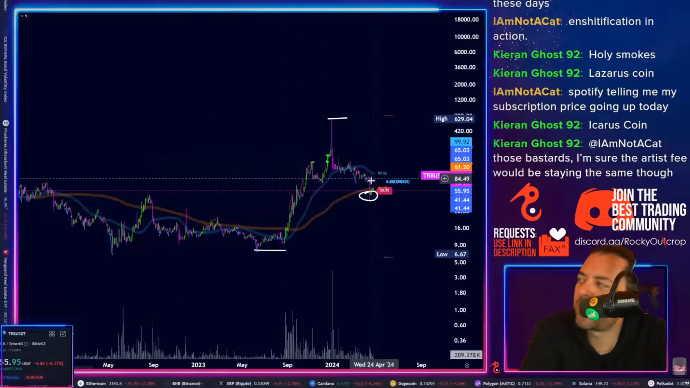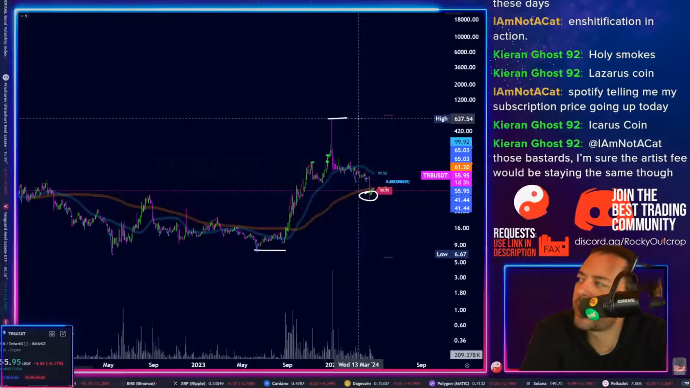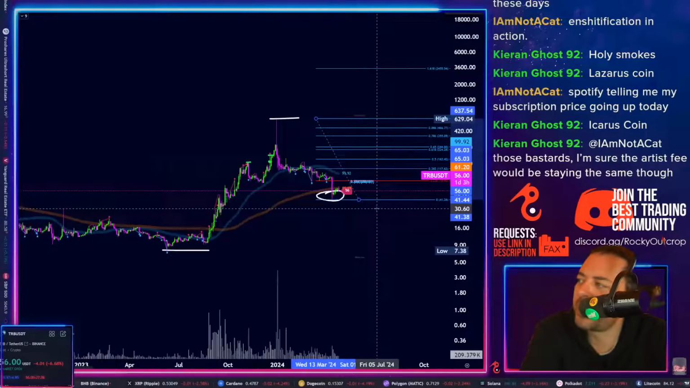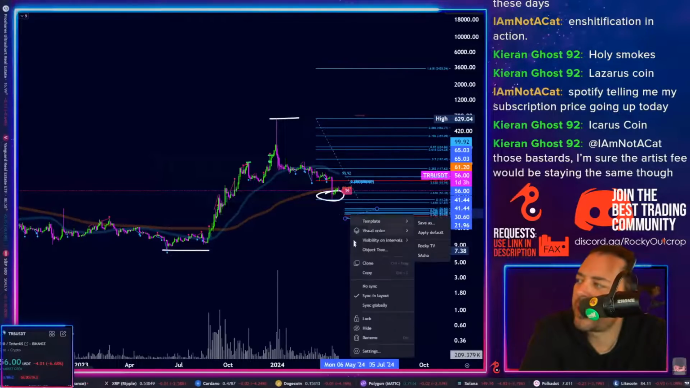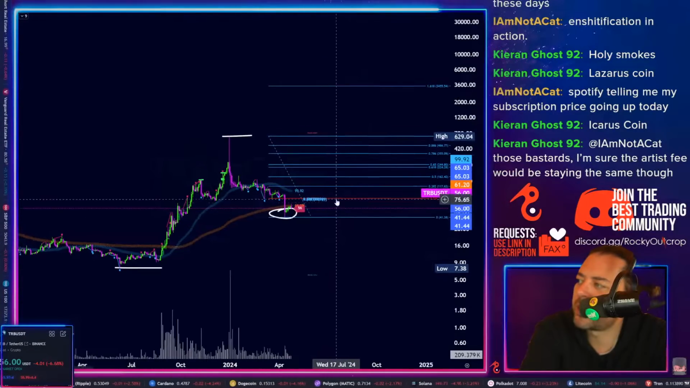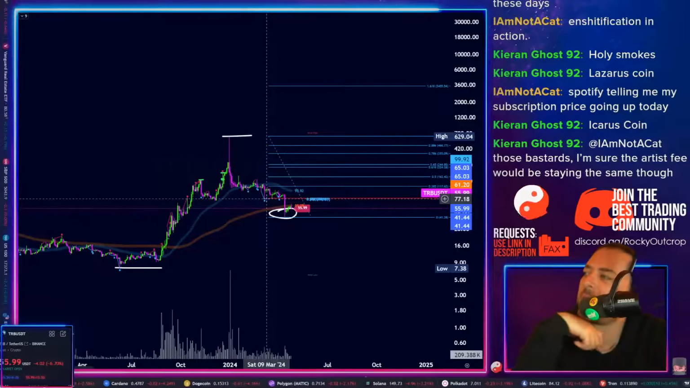Let's see where the 236 is from the high to the low. And yes, I am including the high. I know that it'll be vastly different on various different charts, but I am including the high when I'm doing this. And 236 just there. It's clearly significant.